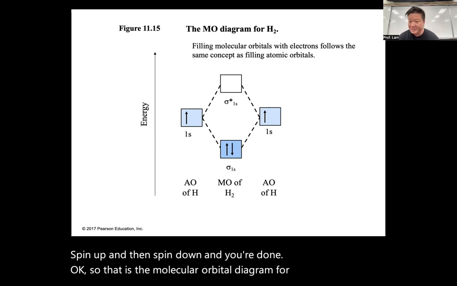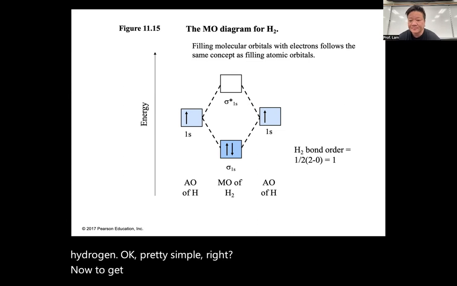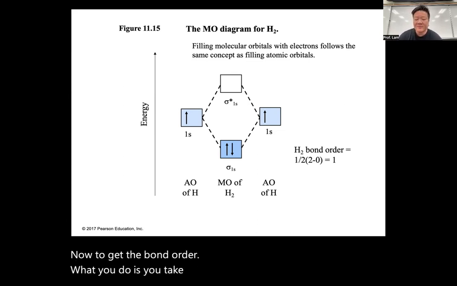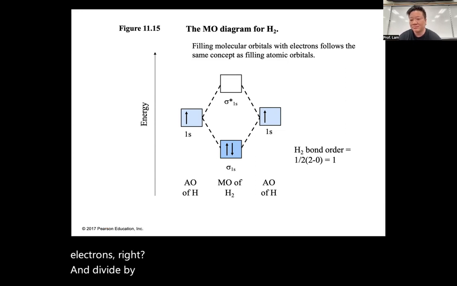Pretty simple, right? Now, to get the bond order, what you do is you take the number of bonding electrons, the good electrons, that's how I think of it, and then I subtract the bad electrons, and divide by 2.